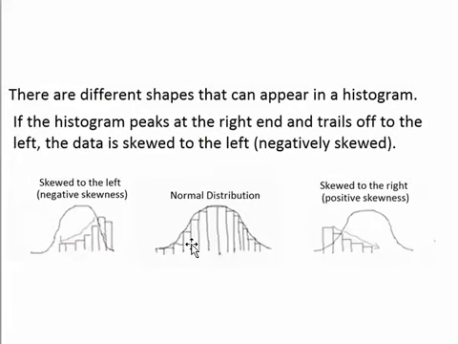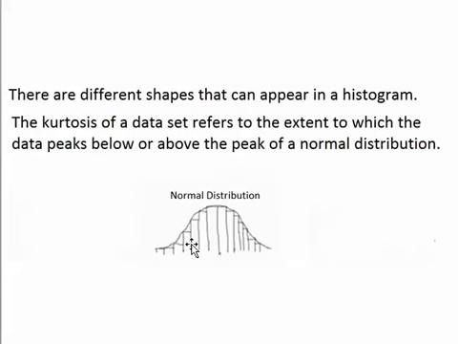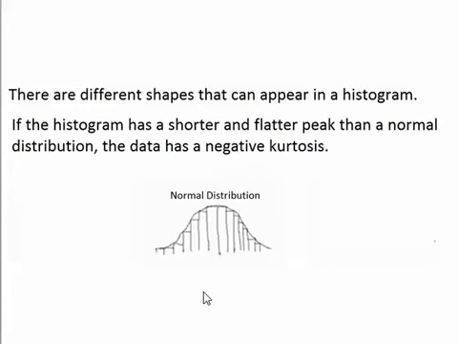Now since we've already covered the skewness of a data set, now we'll talk about one new term called the kurtosis of a data set. This term refers to whether the data is flatter than the normal distribution, or has a taller and sharper peak than the normal distribution. Let's look at the 2 types of kurtosis.